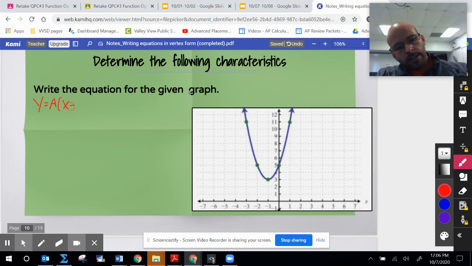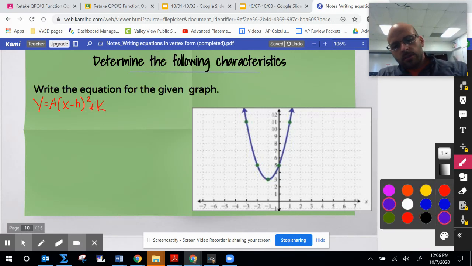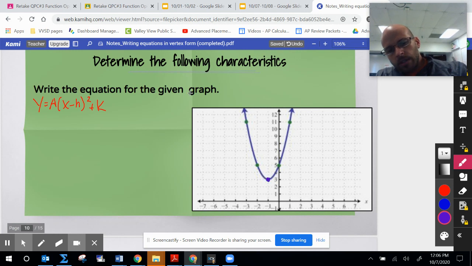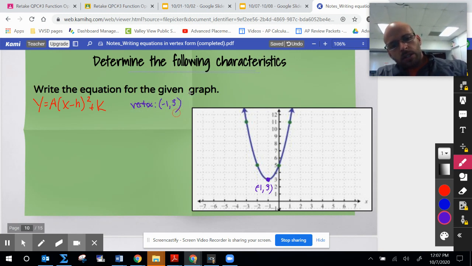a times x minus h squared plus k. I want to identify the vertex. So again, if you look at the graph, negative 1, comma 3 is my vertex. I also need one of these points, so I'm going to use the point over here, 0, 5.